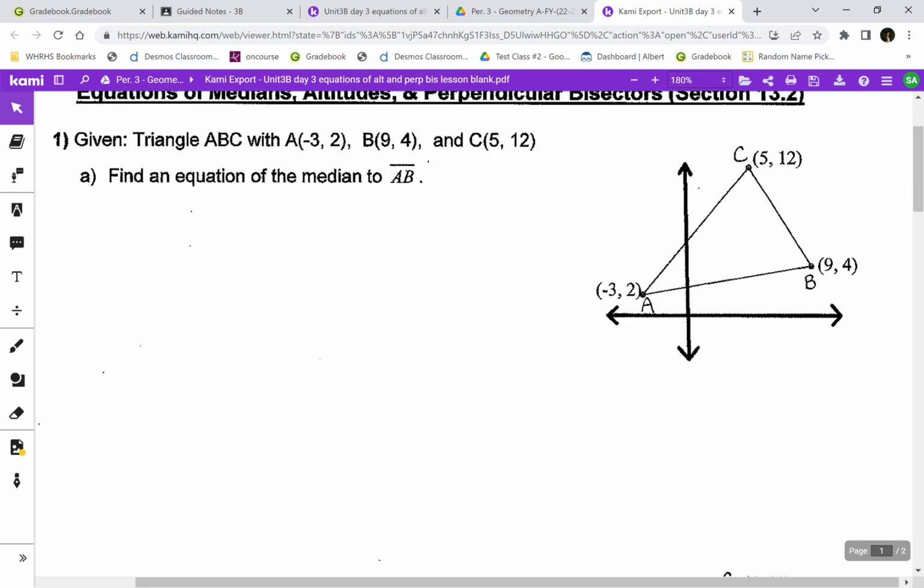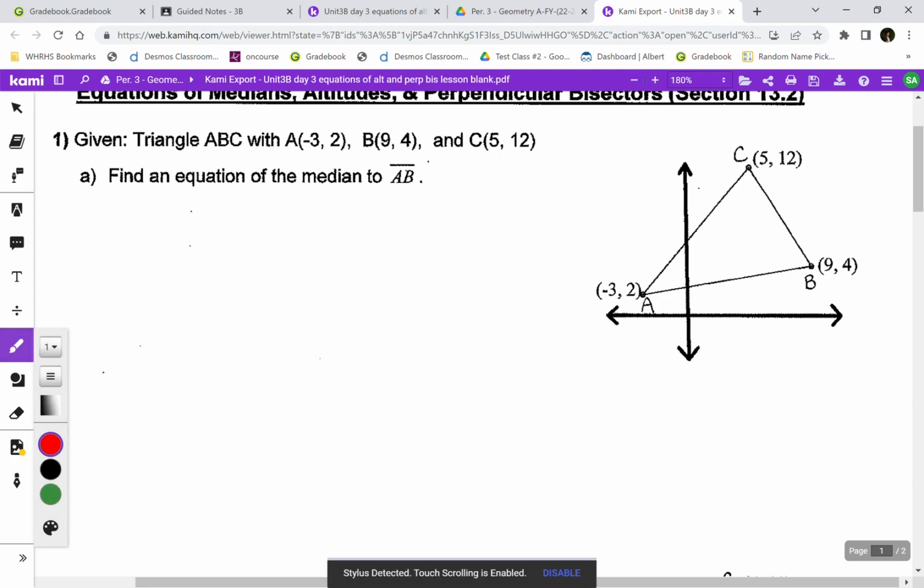A vertex. So if I'm drawing a median to AB, where must it start from? A vertex. No, so it's a median to AB, so it must start from C. It must start from C. So we're going to draw in our median. Now, a median has to start at a vertex, and then it goes to the opposite side and does what? It bisects. It splits it into two equal parts.